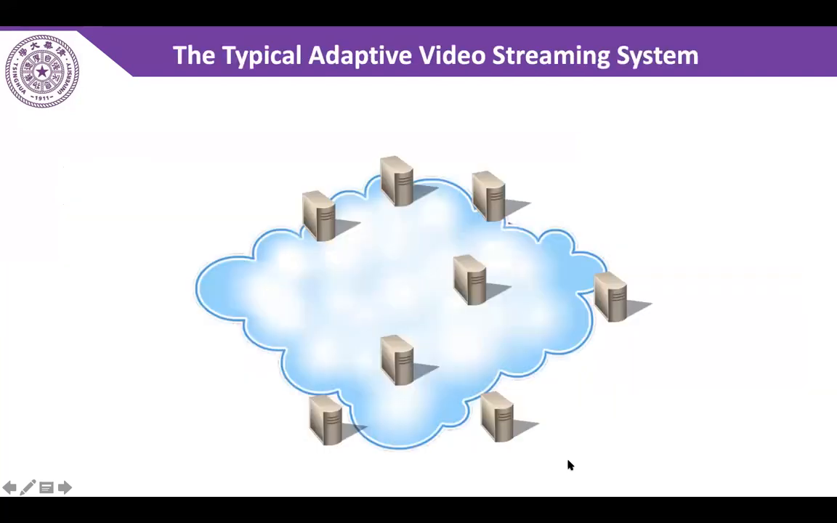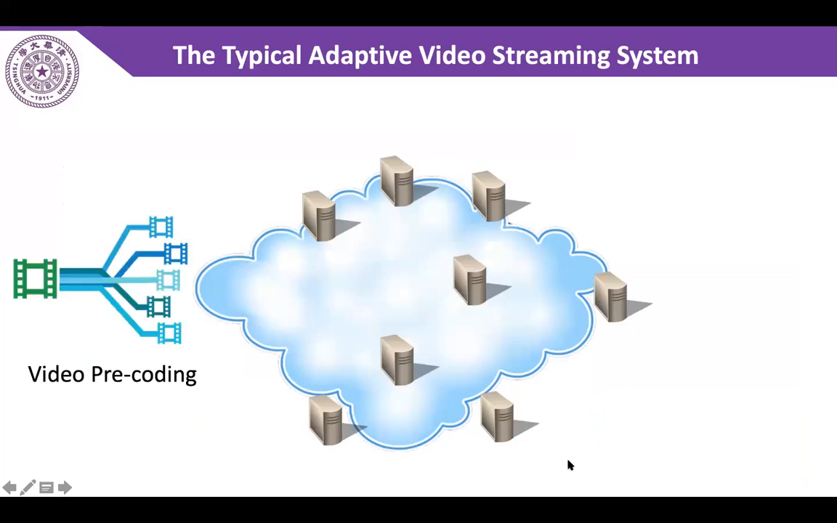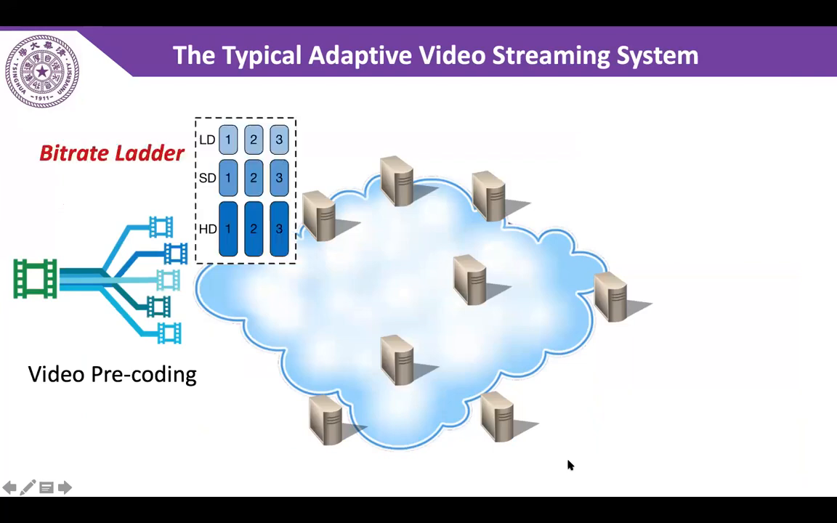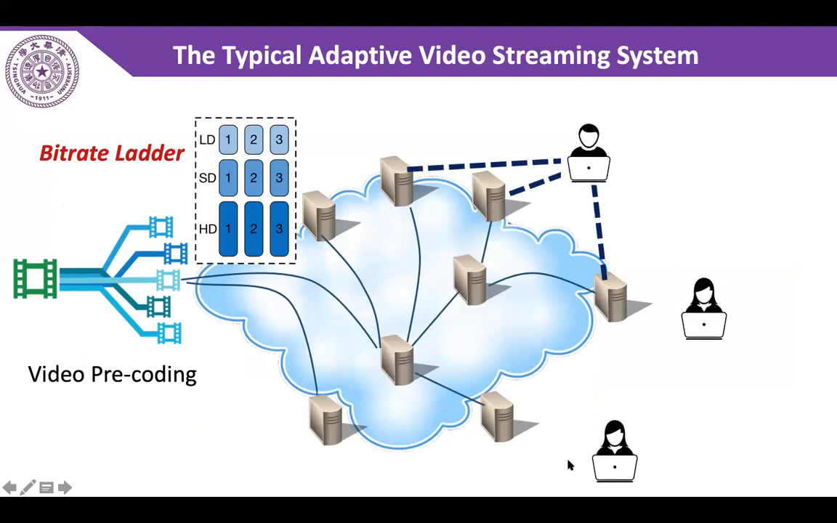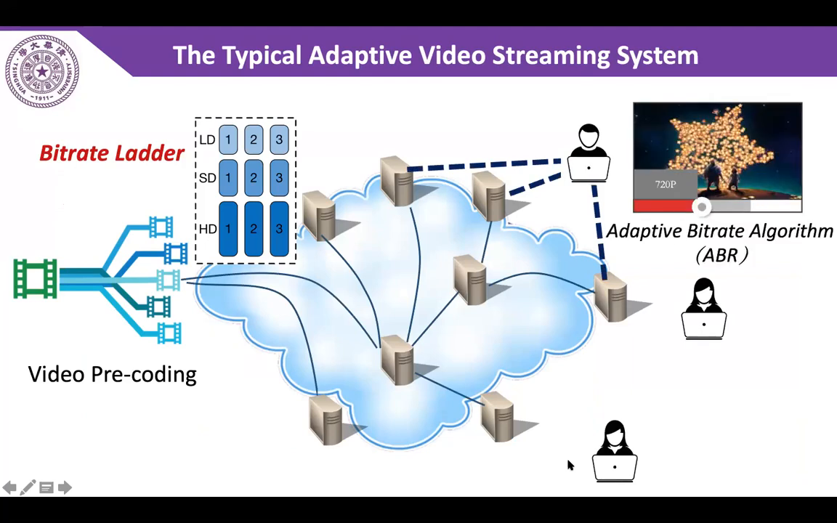So in the adaptive video streaming system, on the server side, video streams are pre-chunked and pre-encoded at various bitrates or quality levels. And on the client side, users often apply adaptive bitrate algorithms to pick the proper bitrates for chunks and to ensure the quality of experience. We often call the server-side encoding settings the bitrate ladder.